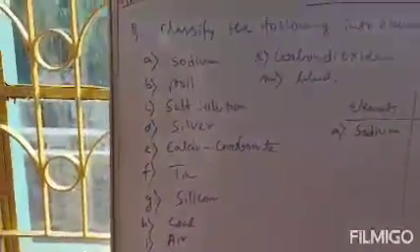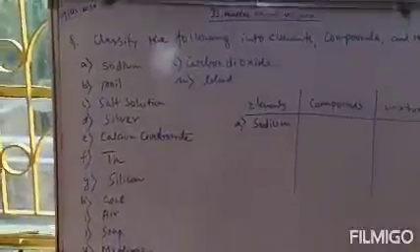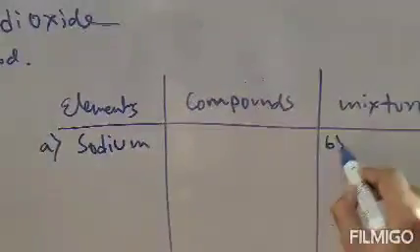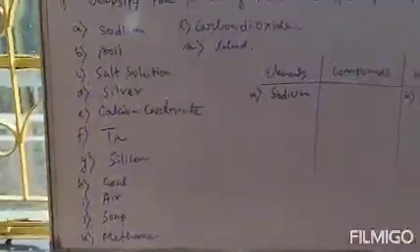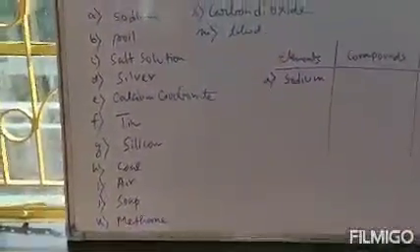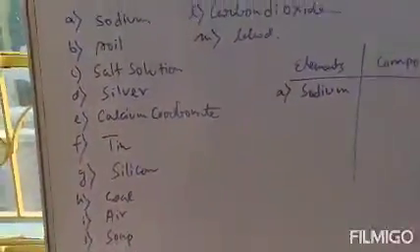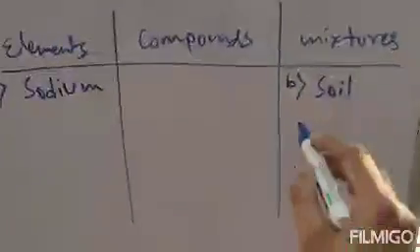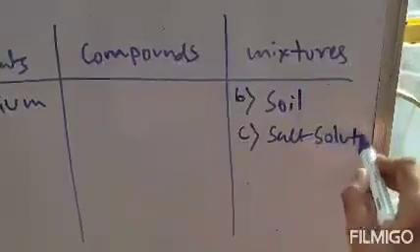Now soil, it is clearly a mixture, because in soil there are various kinds of compounds mixed together. So in the mixture column we will write soil. Next, salt solution. A salt solution is actually a mixture. Salt solution means there is a salt and there is water. Clear? So salt solution is clearly a mixture.